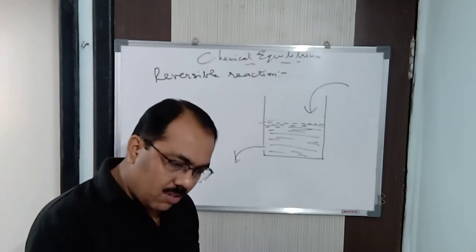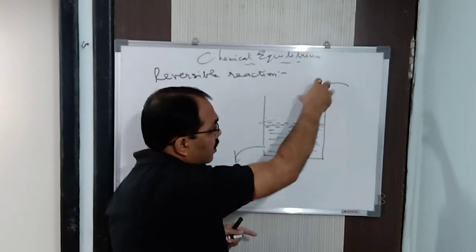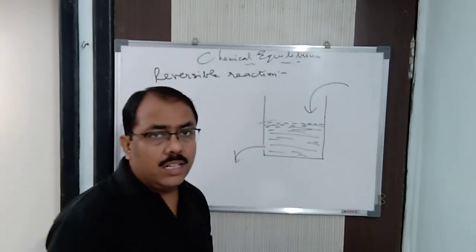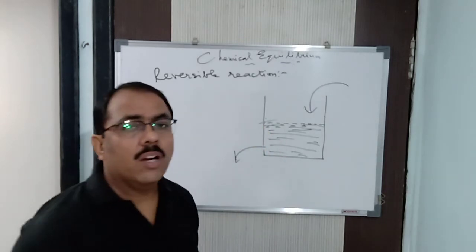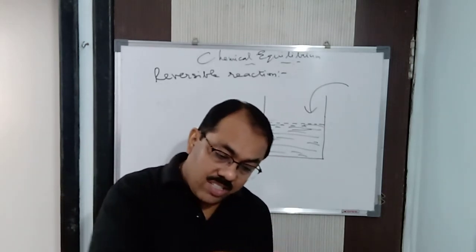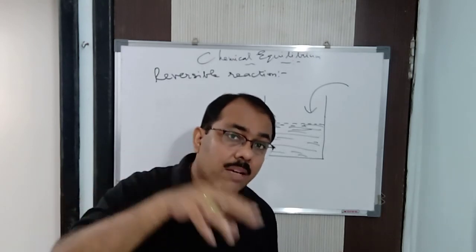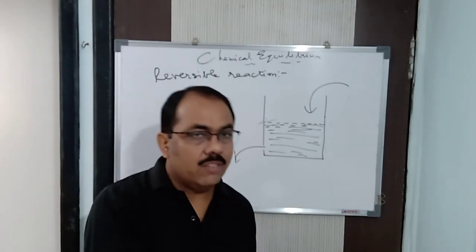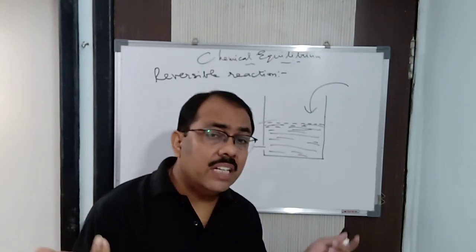When the level becomes constant, have I stopped this particular inlet and outlet? Have I closed this tap? No, still water is entering and still water is coming out. So the reaction is dynamic. The reaction is at equilibrium, but at the same time the reaction is also dynamic in nature, because still water is falling and water is leaving. So in this way the reaction is dynamic in nature.